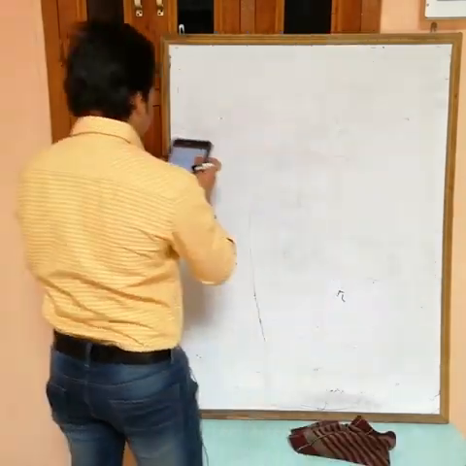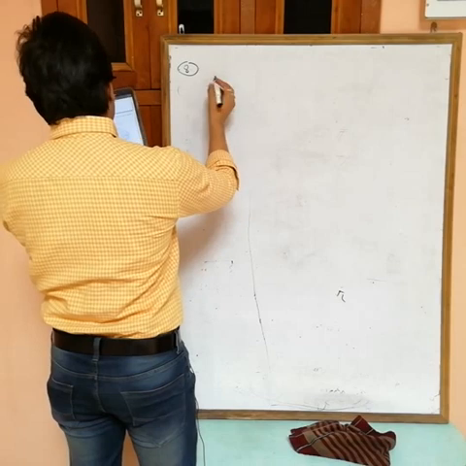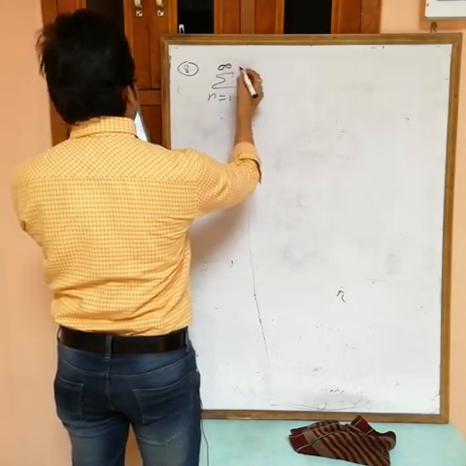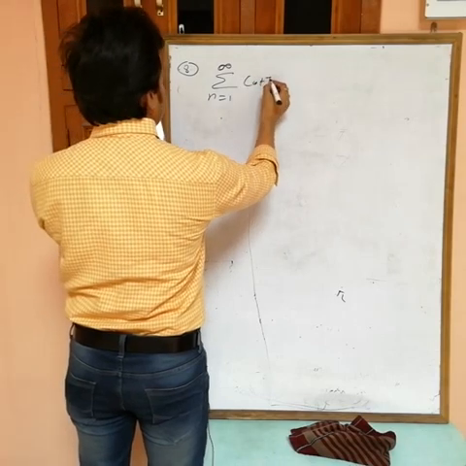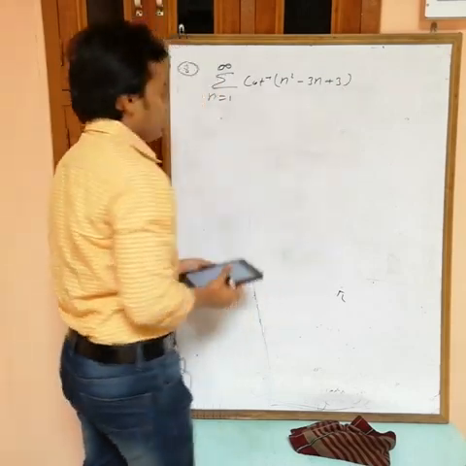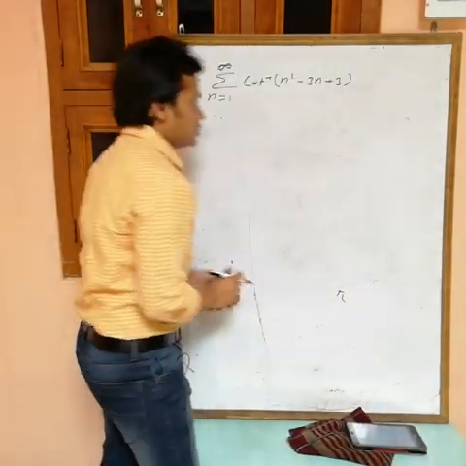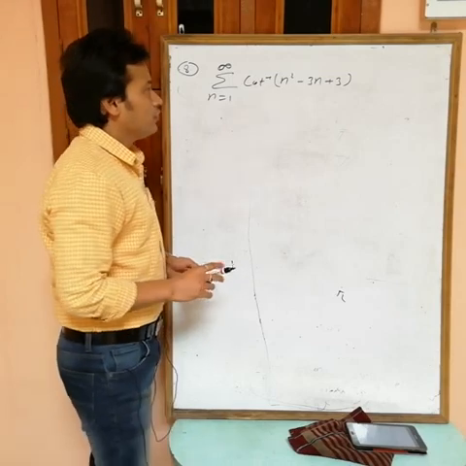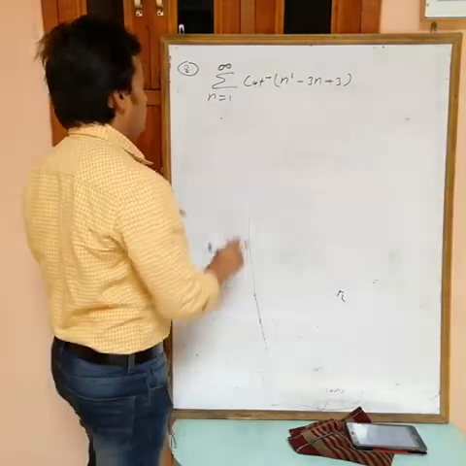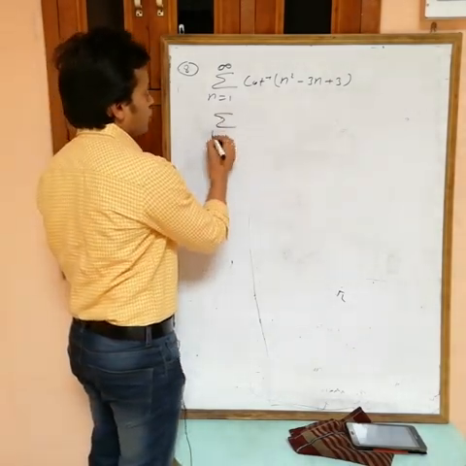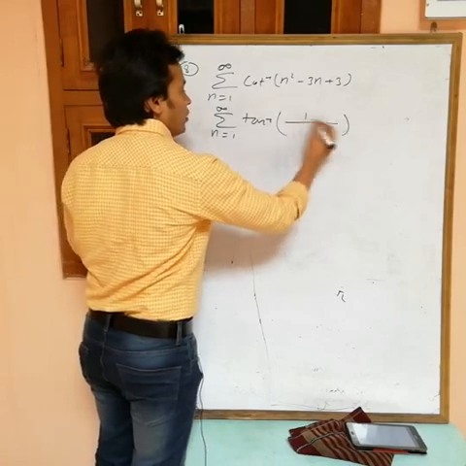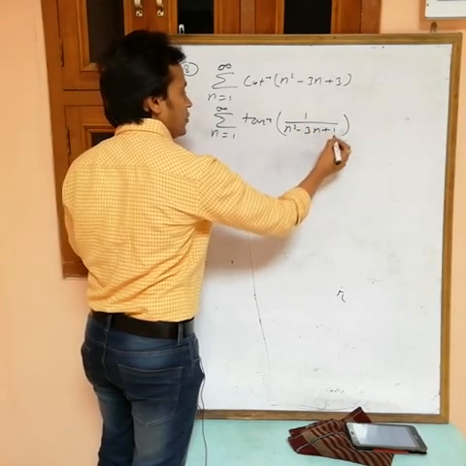Eighth, sigma n equals to 1 to infinity cot inverse of n square minus 3n plus 3. Okay, I want the value of this one. So just simple. Always we know that first we have to convert this one in terms of tan inverse, summation of ITF sequence. So n equals to 1 to infinity tan inverse 1 by n square minus 3n plus 3.